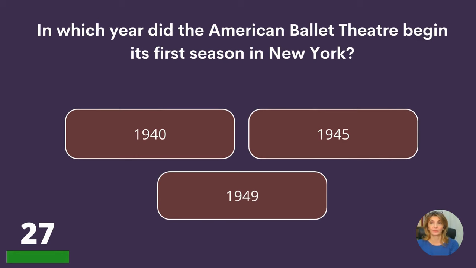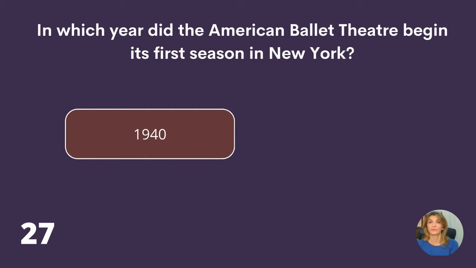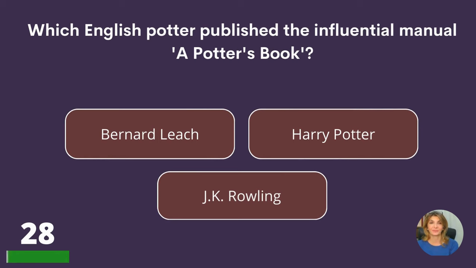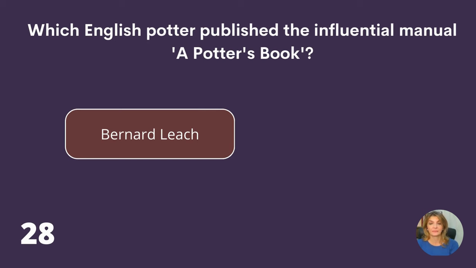In which year did the American Ballet Theatre begin its first season in New York? 1940, 1945, or 1949? 1940. Which English potter published the influential manual, A Potter's Book? Bernard Leach, Harry Potter, or J.K. Rowling? Bernard Leach.